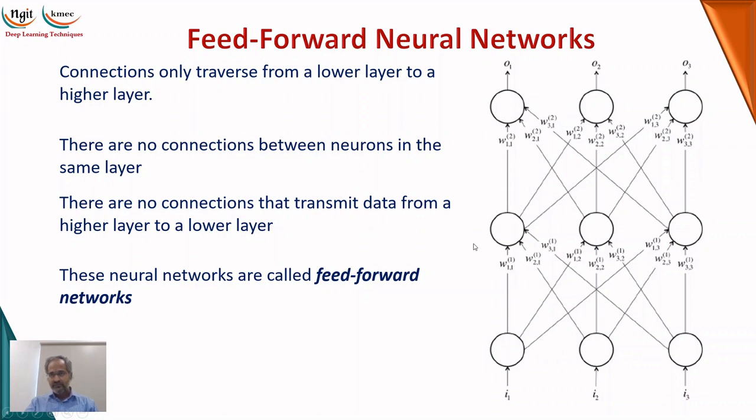Now you can see that there is no connection between these two neurons. There is only one direction, from bottom to top, and no connection from top to bottom. So this is the feed-forward neural network, because we are going forward only. There is no backpropagation.